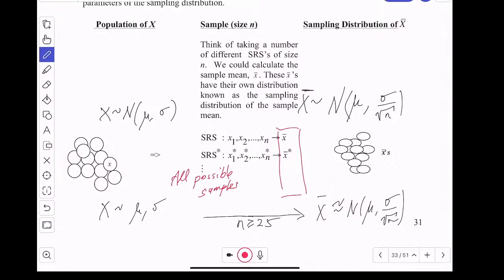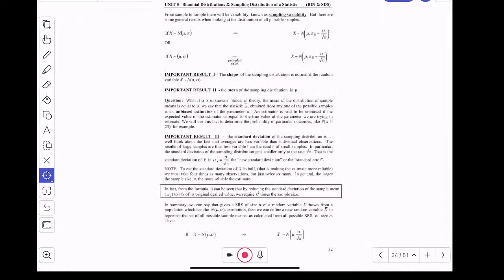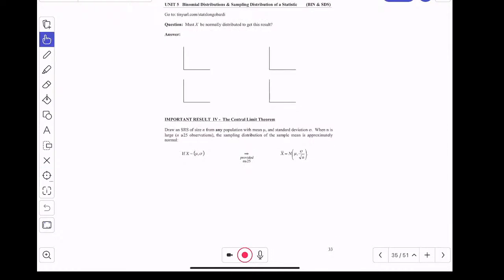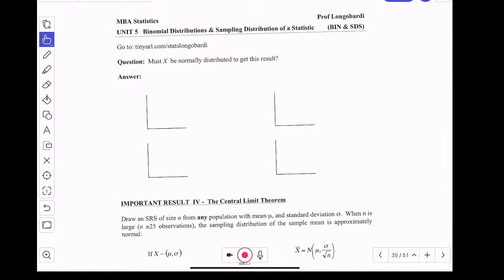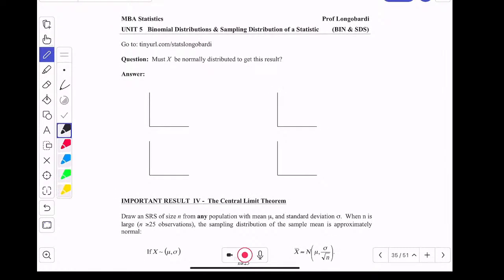So it doesn't matter that you started with a normally distributed variable to know something about its sampling distribution, as long as the sample size is large enough. I describe this result in a video here, so make sure you watch this video. I'm not going to do it now because it does take some time.